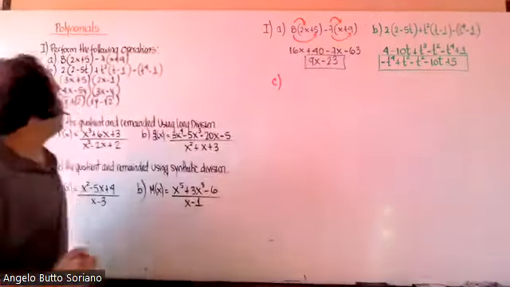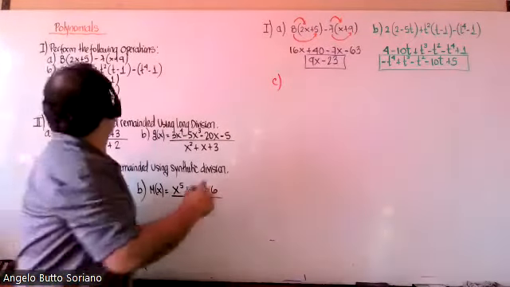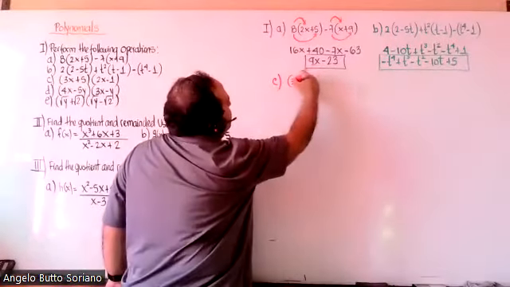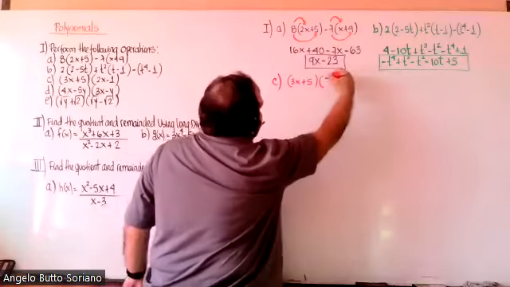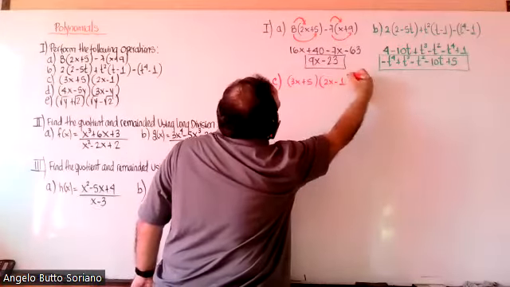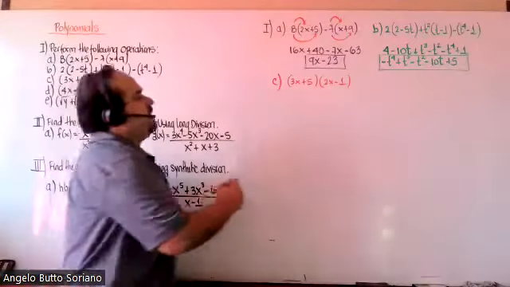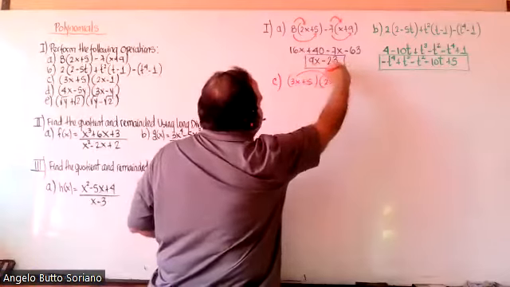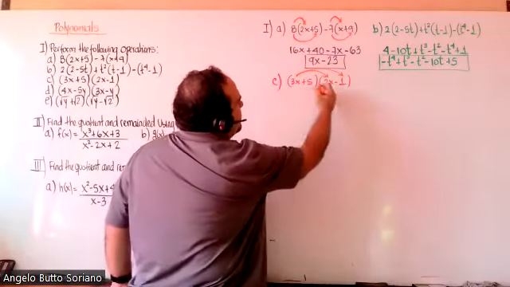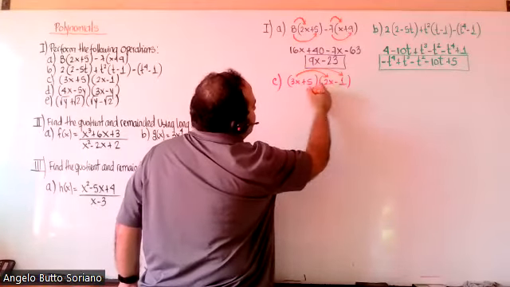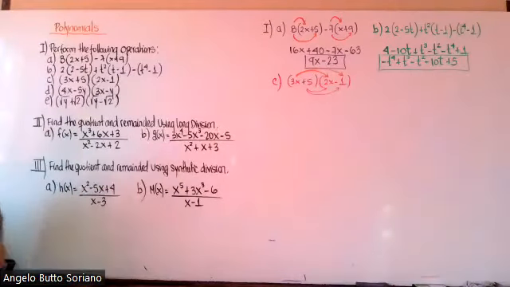In the letter C, we have a full distributive property: 3x plus 5 multiplied by 2x minus 1. Again, how are we going to perform this operation? Remember, 3x multiplying 2x and 3x multiplying by negative 1. Also, 5 times 2x and 5 times negative 1, in this order.